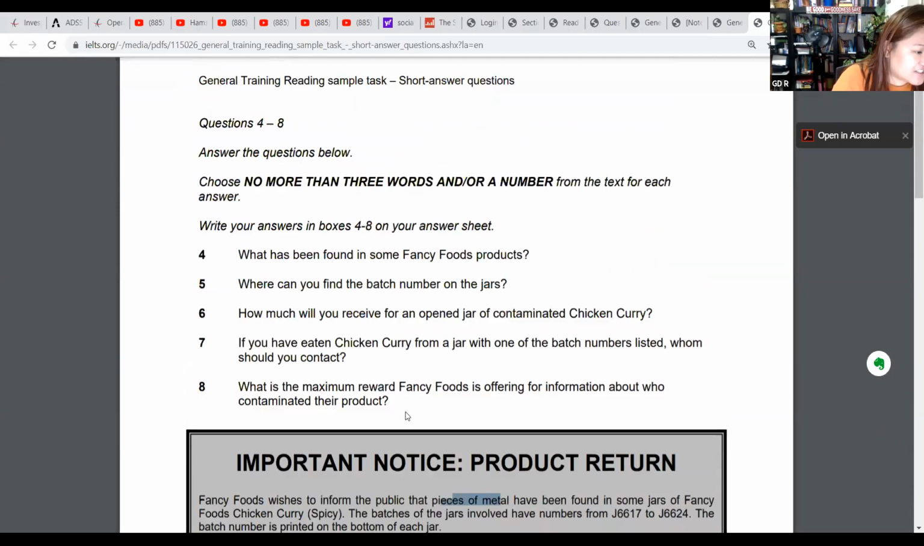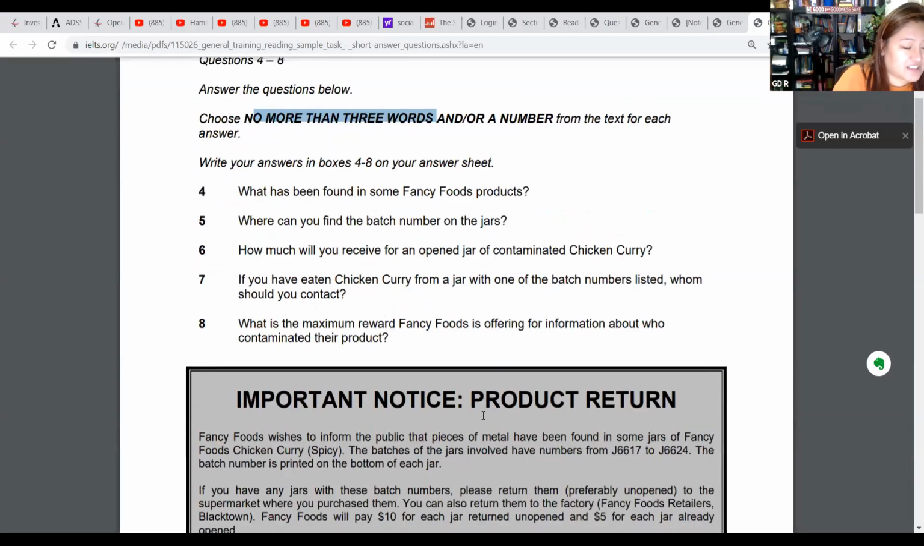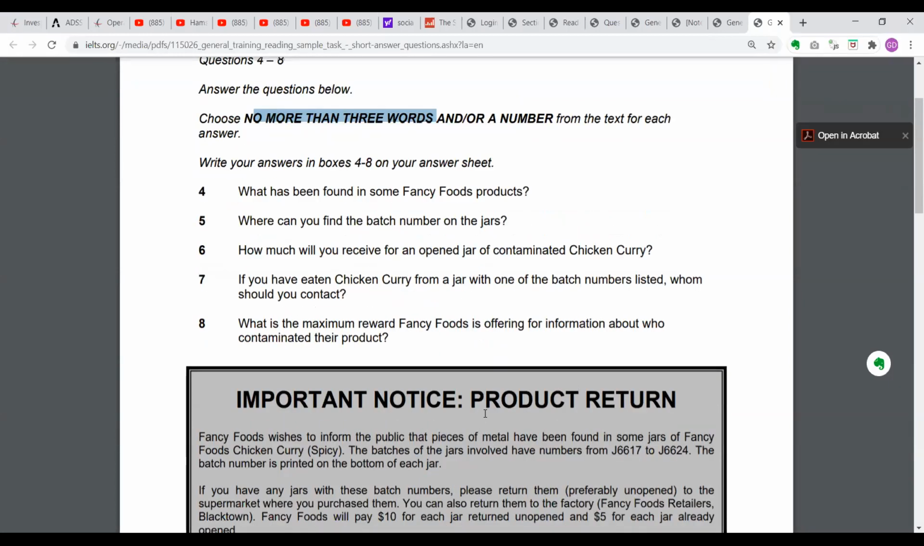So, basta ang answer nyo would be within this. Dapat 3 words, 2 words, 1 word, with a number. So, those are the options. So, it's either you can say metal or pieces of metal.